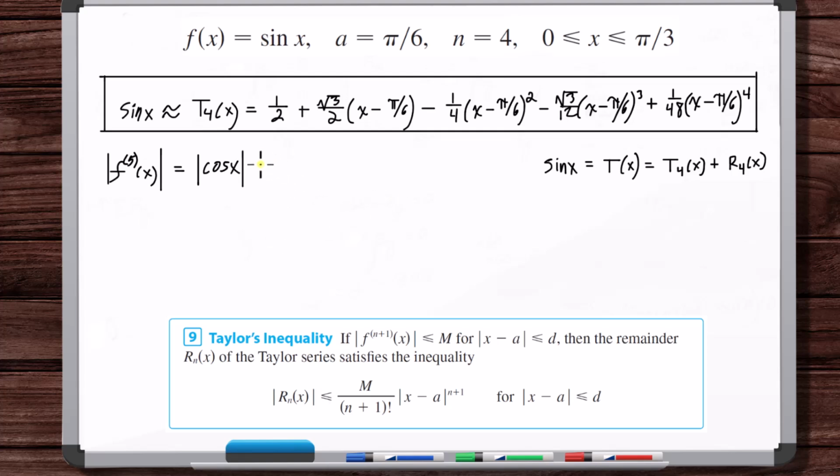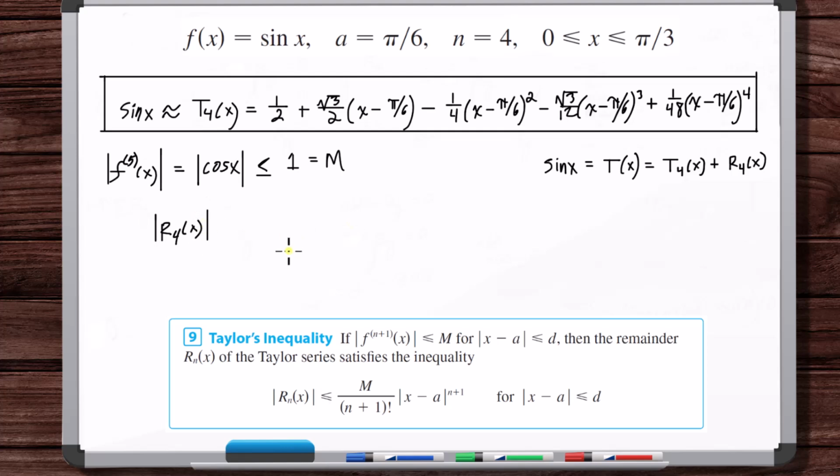What is this less than or equal to? Well, we know it's going to be 1. This is what's nice with Taylor's inequality: it works out really nicely with sine and cosine. And it's really for all x. D doesn't matter here. So I don't even need to put that the absolute value of x minus a is less than or equal to d, to pi over 6. So this is M. There it is. Now that we have M, we can get what we need. We want the absolute value of R sub 4 of x.